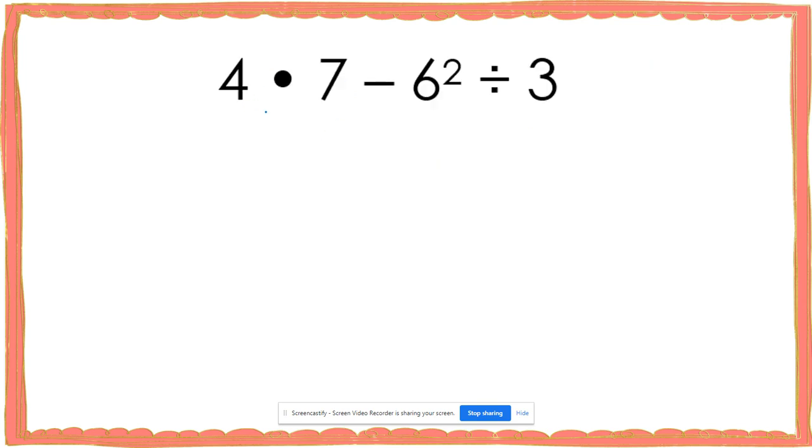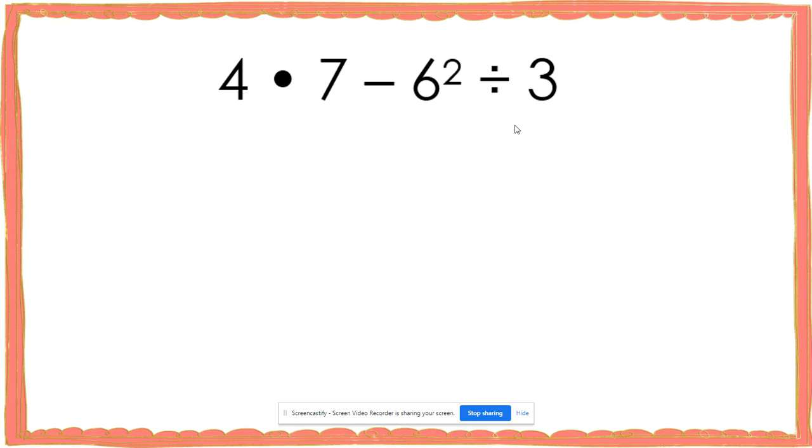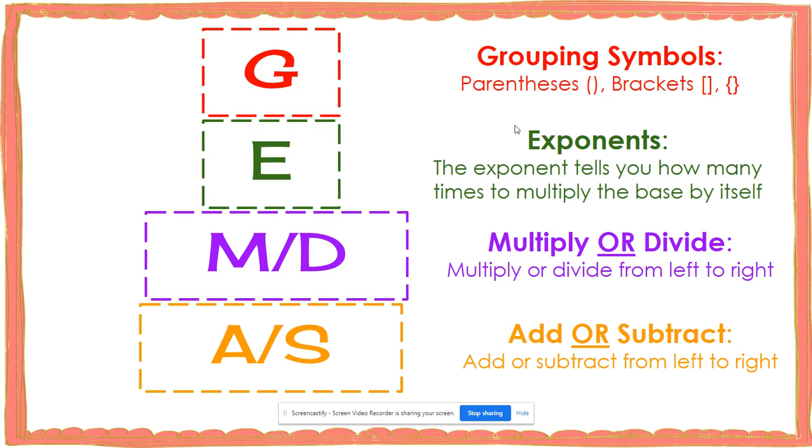This problem says 4 times 7 minus 6 to the second power divided by 3. If we remember our order of operations, the first step is to look for grouping symbols. In this problem, I notice that I don't have any parentheses or brackets, which means I can move on to the second step, which is exponents.